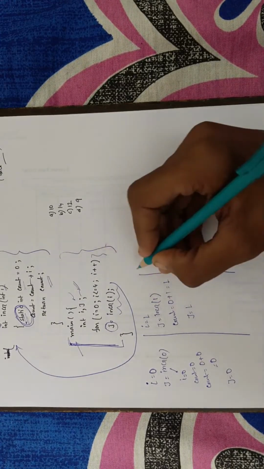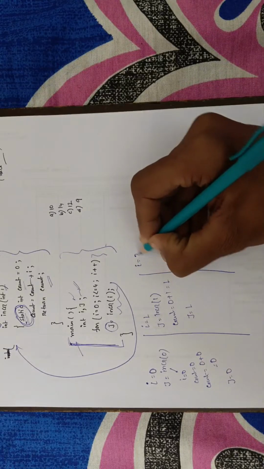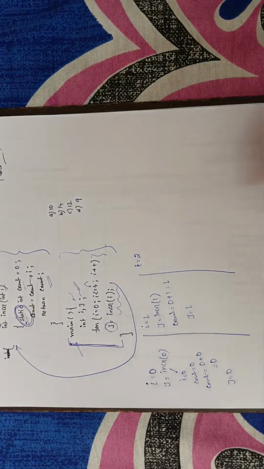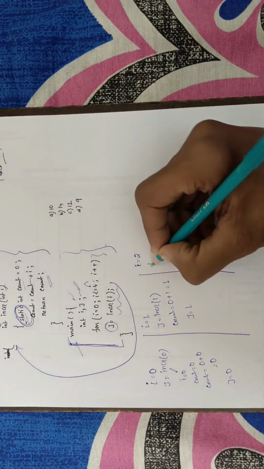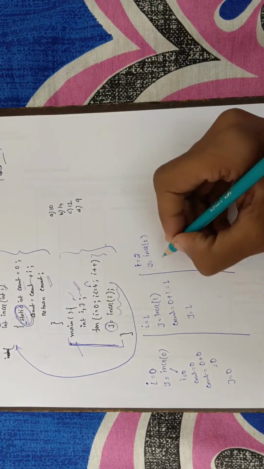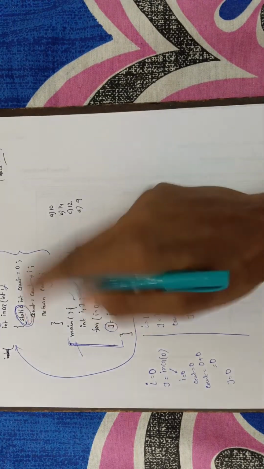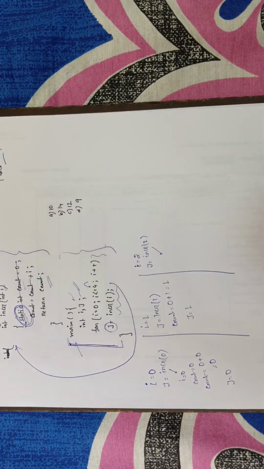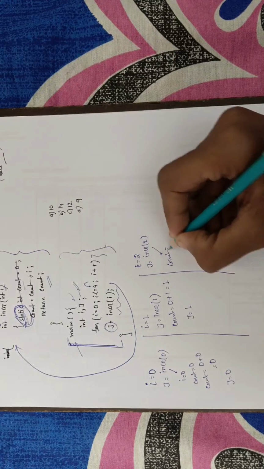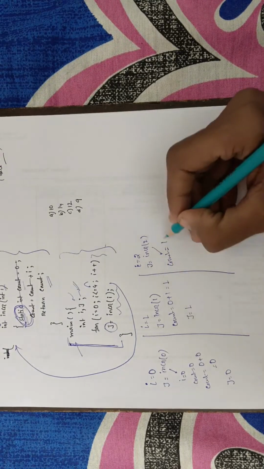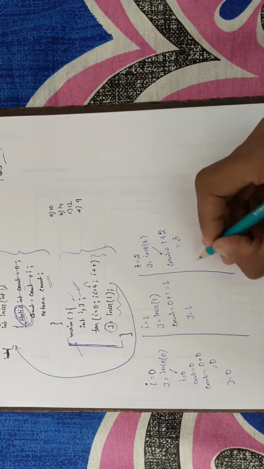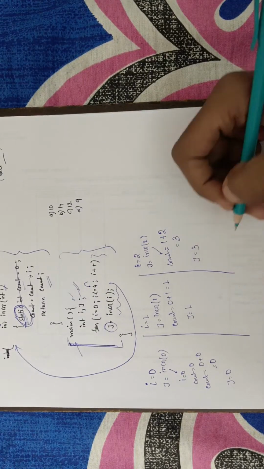And in the third iteration, the i value will be 2, and checking the condition, 2 is less than or equal to 4. Yes, the condition is true, so the function will be called. So j is equal to incr of 2. Now the count value is already initialized, so that line is not executed again. Count is equal to count previous, which is 1, plus the i value 2. So the count value is 3, and 3 is returned. So the j value will be 3.